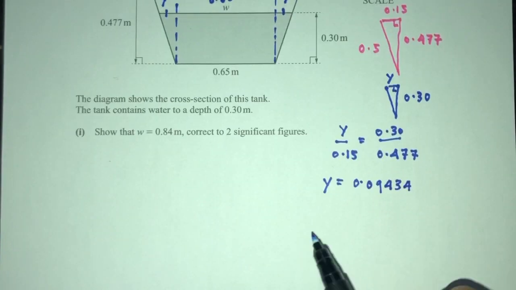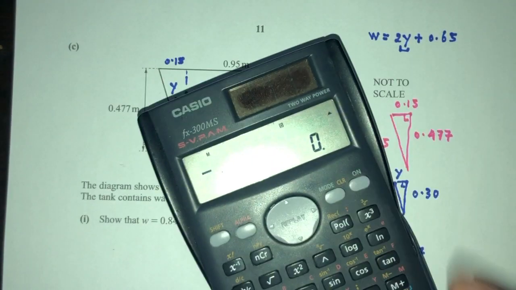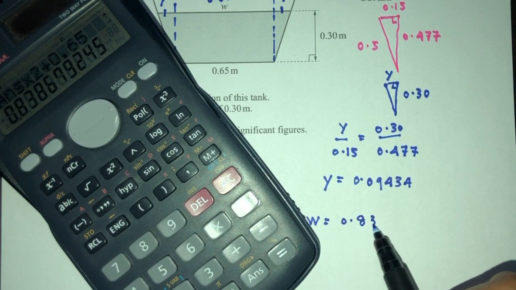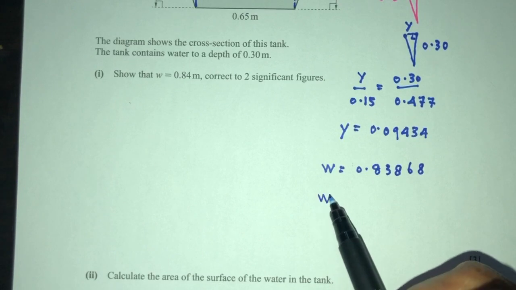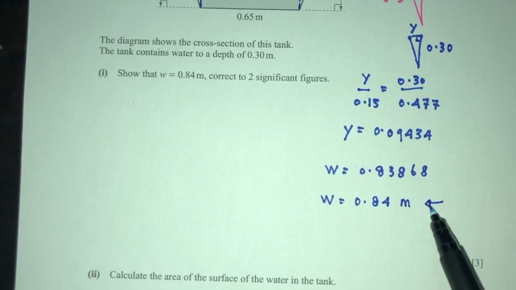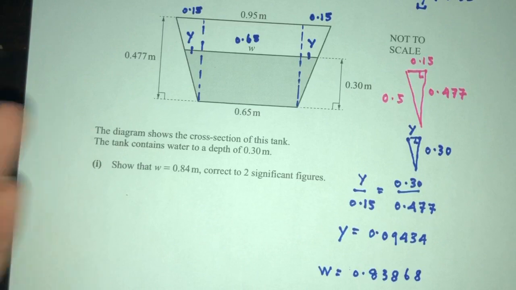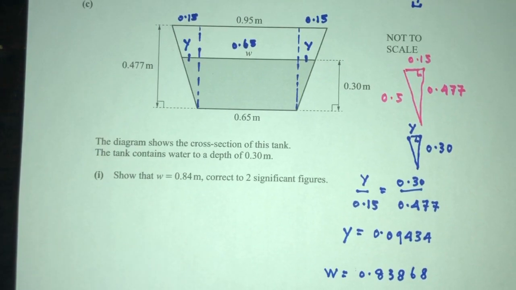So finally, W is equal to 2 times this plus this. So answer times 2 plus 0.65. That will be 0.83868. So W is 0.84 meters, correct to 2SF. Okay, so as you can see, we're able to break this down and use the given values to show that this is this value. So this is a good thing, so we know exactly what to show. That's a good part of this question.